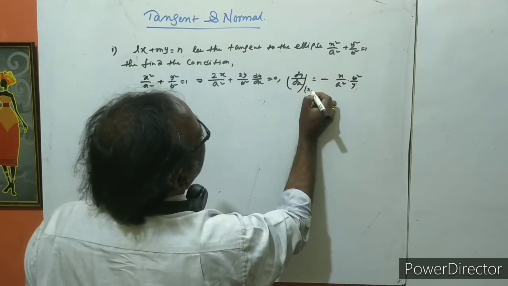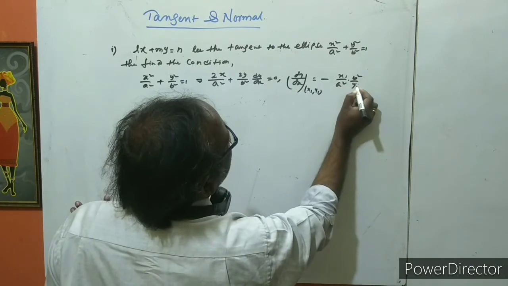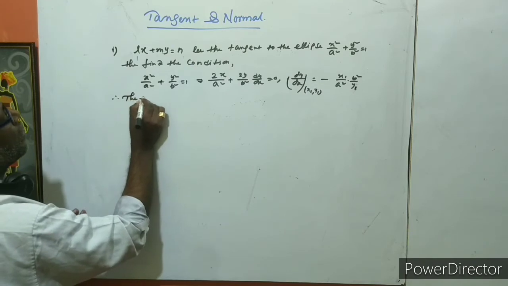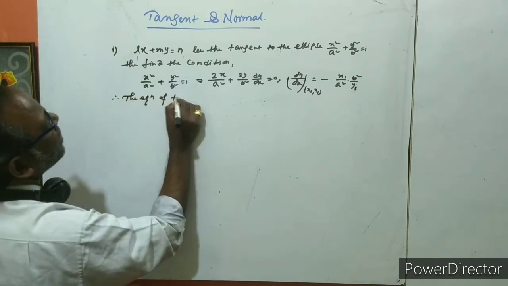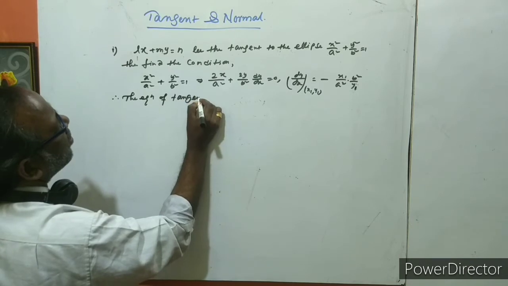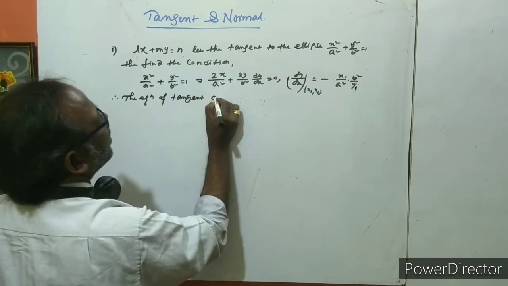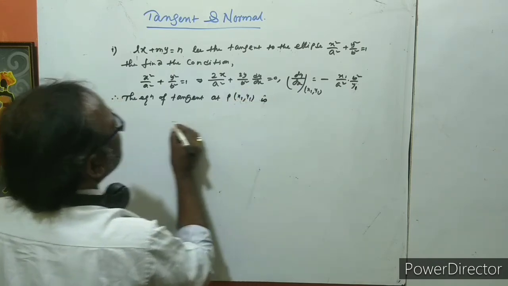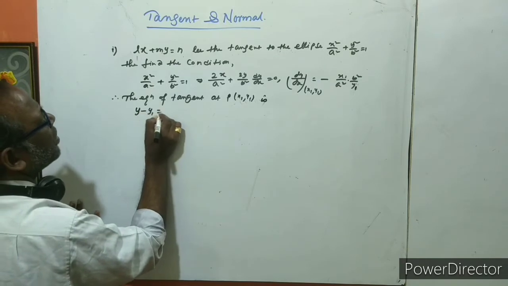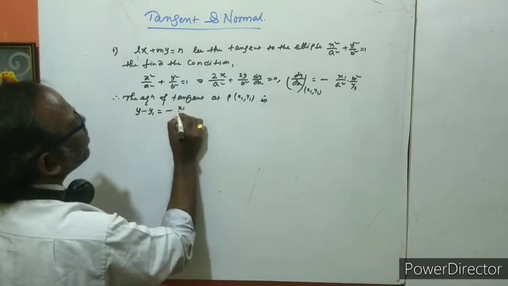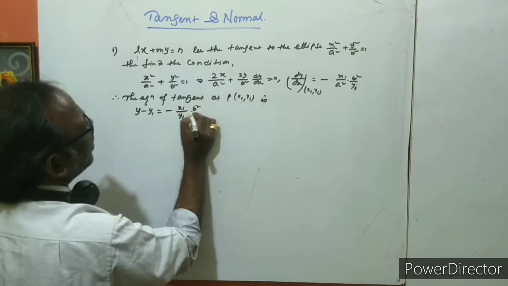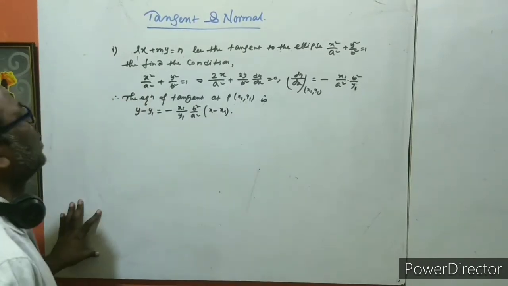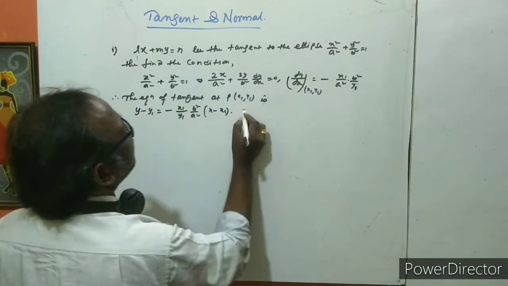So at the point x1, y1, the slope is minus x1 by y1 times b square by a square. Therefore the equation of tangent at P, let us assume this is (x1, y1), is y minus y1 is equal to m, so minus x1 by y1 and b square by a square, into x minus x1 here.